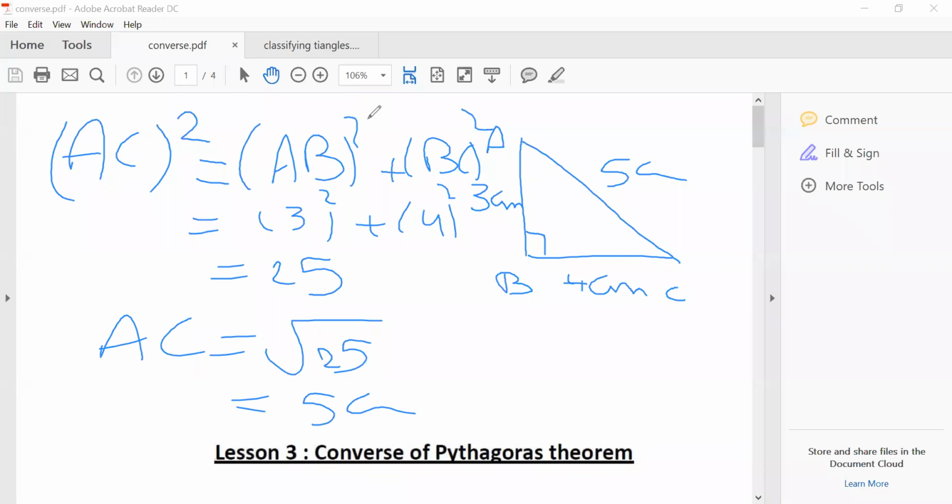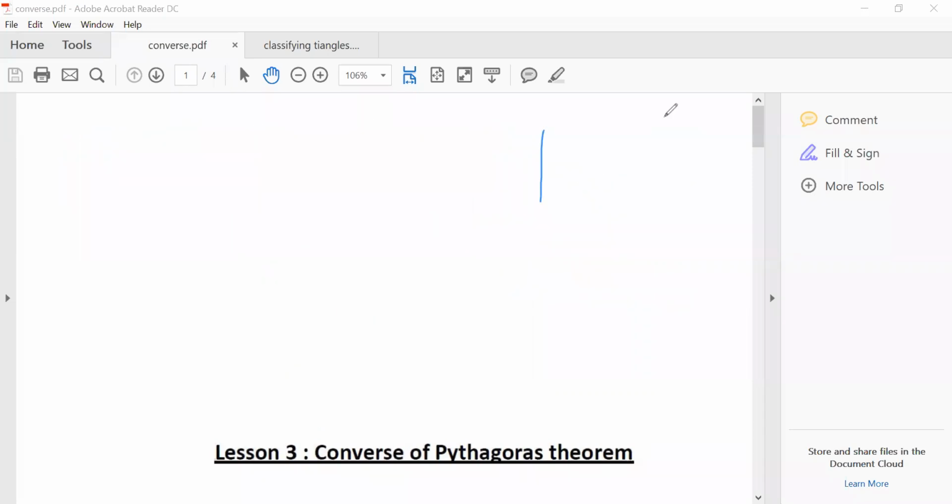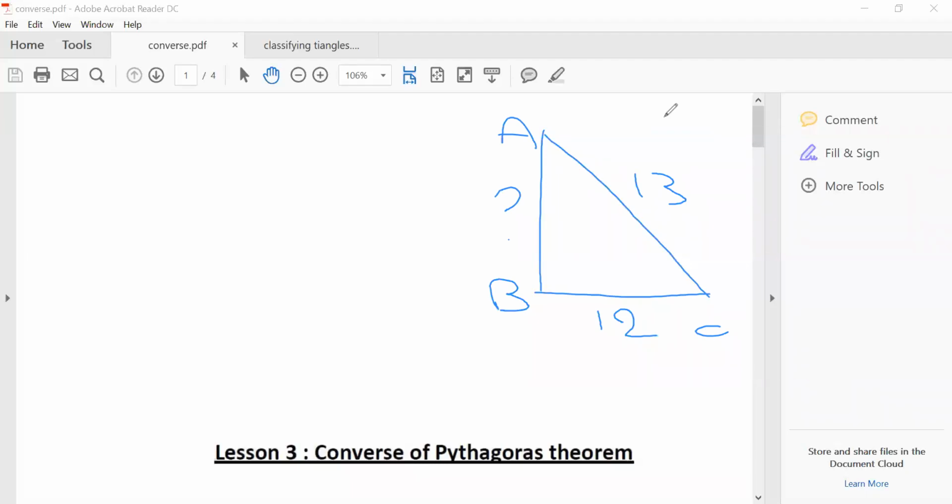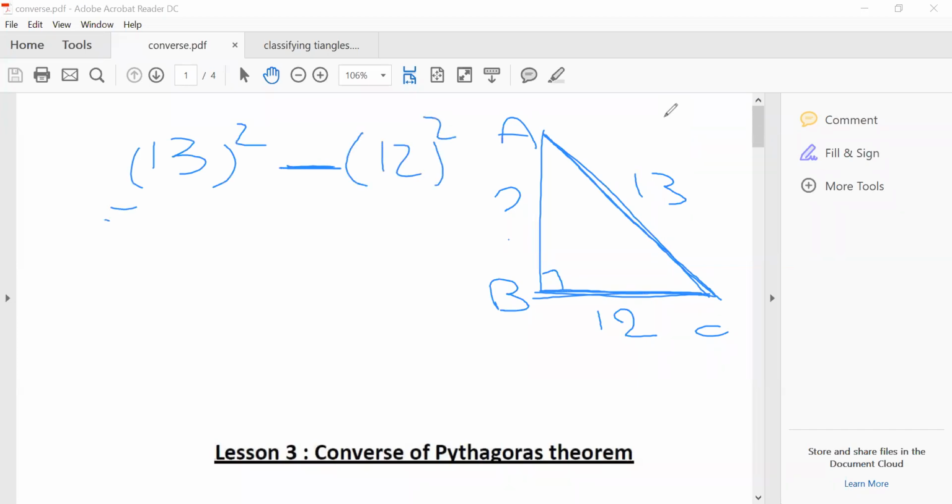And if I don't have one of the sides and I have the hypotenuse, for example, 13, and this is 12, I want to get AB. As I have the longest side, I will subtract the other side squared from the longest side squared. So it will be 13 squared minus 12 squared, in this case, because I don't want the longest side, it will be 169 minus 144 equals 25.